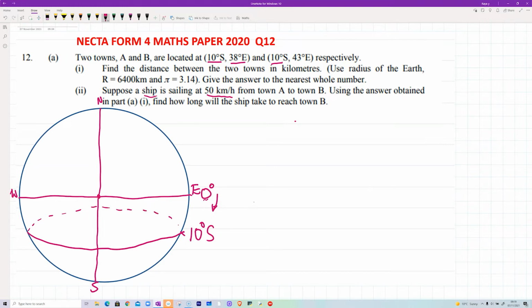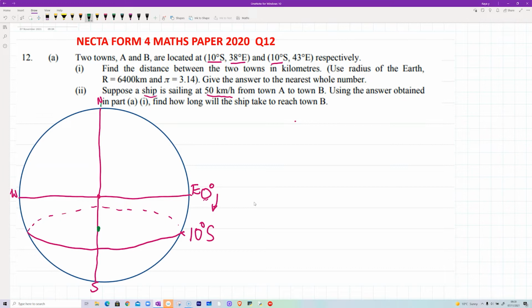And this latitude has a center of its own. So let's say this is the center. The center is going to be aligned with the center of the Earth, okay? So my diagram is not perfect, forgive me. So this is the center of this latitude, which is named 10 degrees south. Now, town A is at 10 degrees south, 38 degrees east. So it's going to be on this latitude, but at 38 degrees.